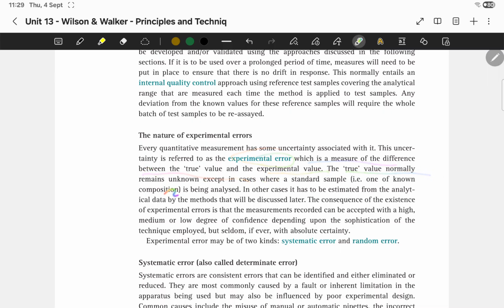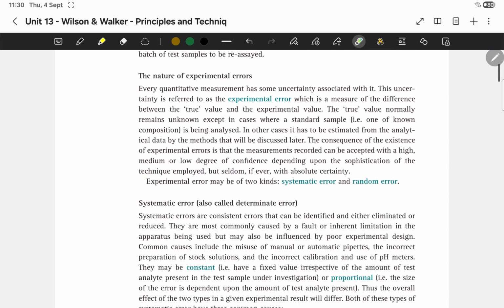The true value normally remains unknown except in cases where a standard sample, that is one of known composition, is being analyzed. In other cases, it has to be estimated from the analytical data by methods that will be discussed later. The consequence of the existence of experimental errors is that the measurements recorded can be accepted with a high, medium, or low degree of confidence depending upon the sophistication of the technique employed, but seldom, if ever, with absolute certainty.